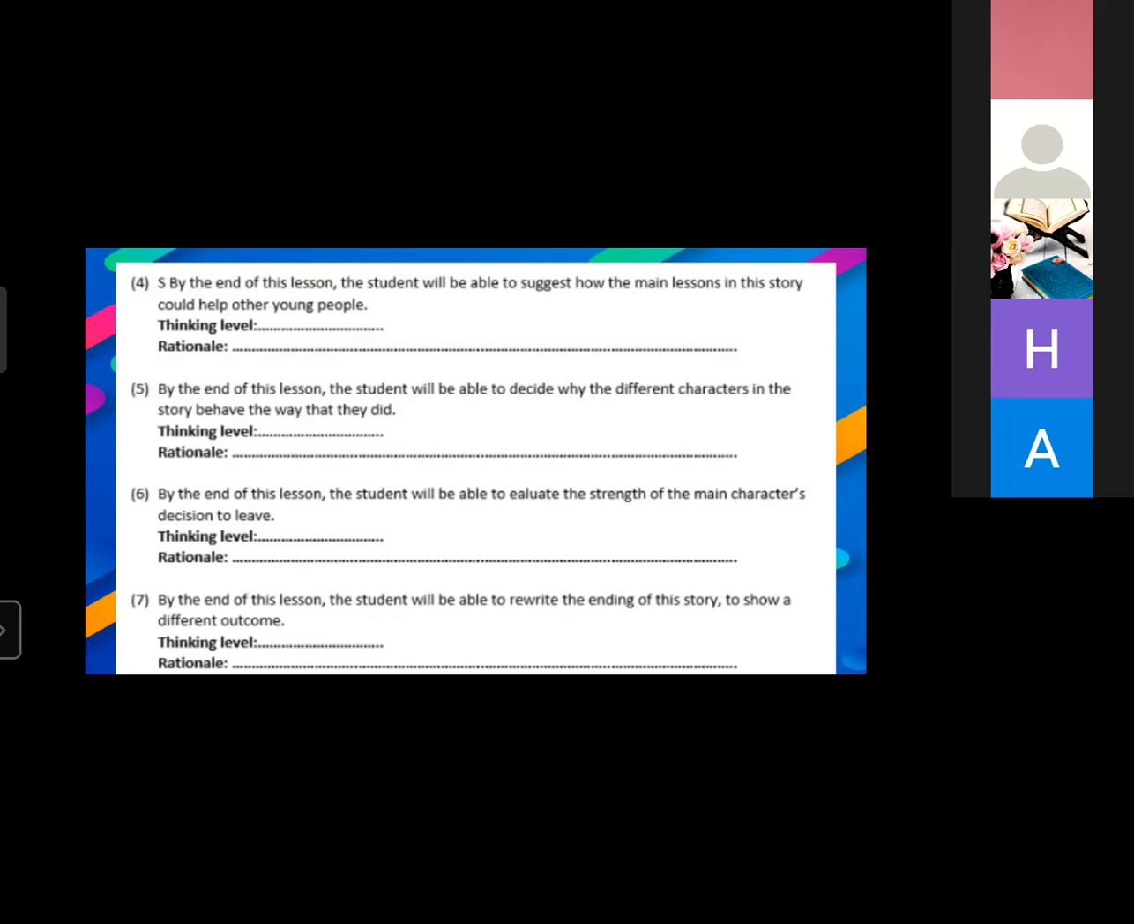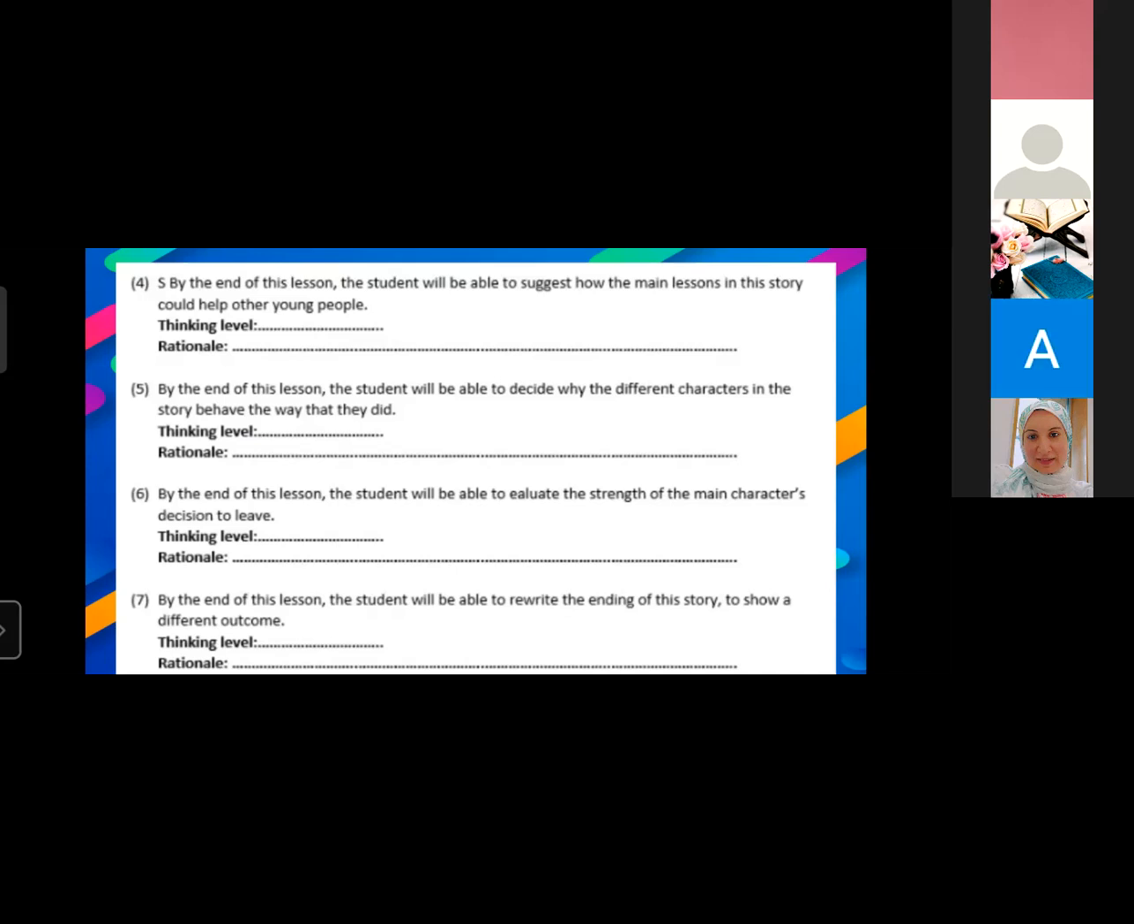That's right. What about: by the end of this lesson, the student will be able to decide why the different characters in the story behave the way that they did. So which thinking level to decide? I think it's analyzing. Maybe evaluate. If you say analyzing, tell me why. If you say evaluate, tell me why. Tell me the reason. Who said analyze? Yes, me. I think it's a kind of critical thinking.